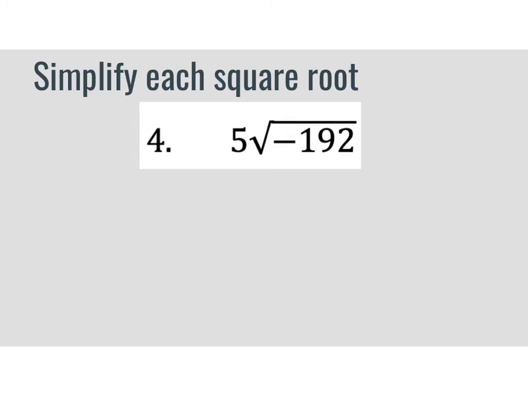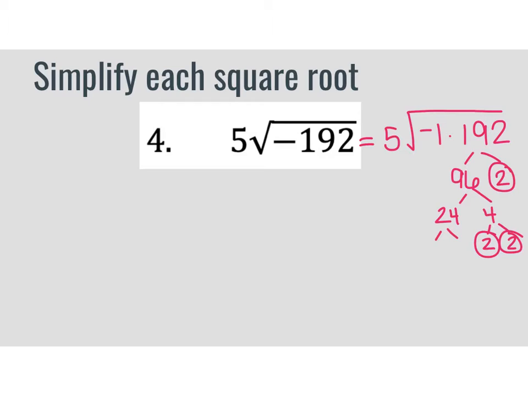Try this one on your own. Pause and check your answer when you're finished. So I broke this down to 5 times the root of negative 1 times 192, and now I'm making a factor tree for 192. You should have done the same. Check your primes to make sure that they agree with mine.